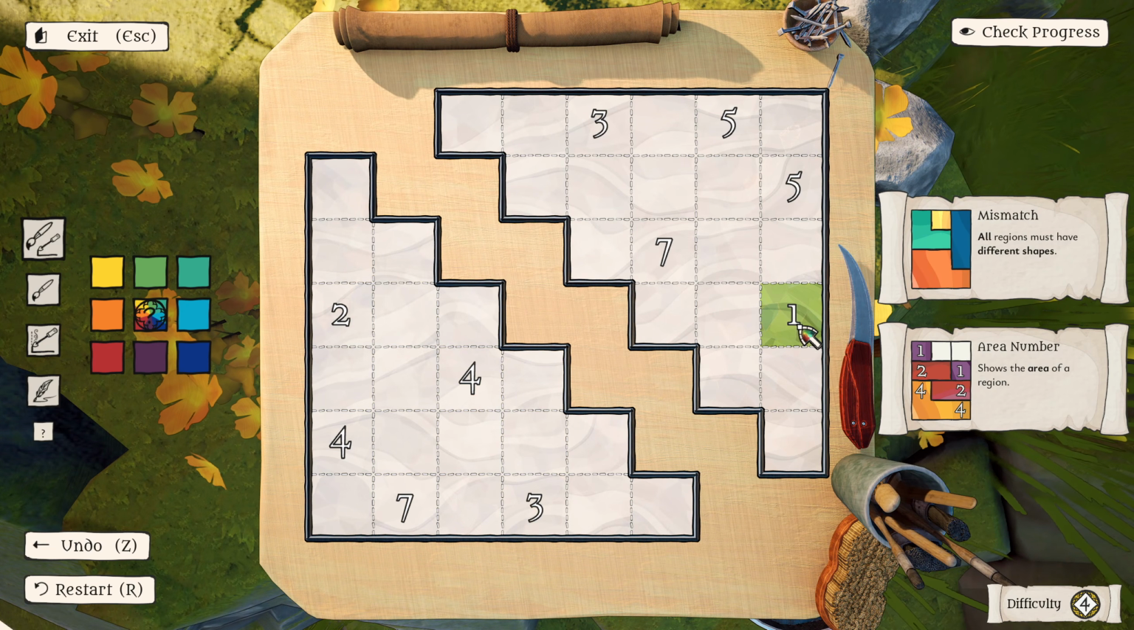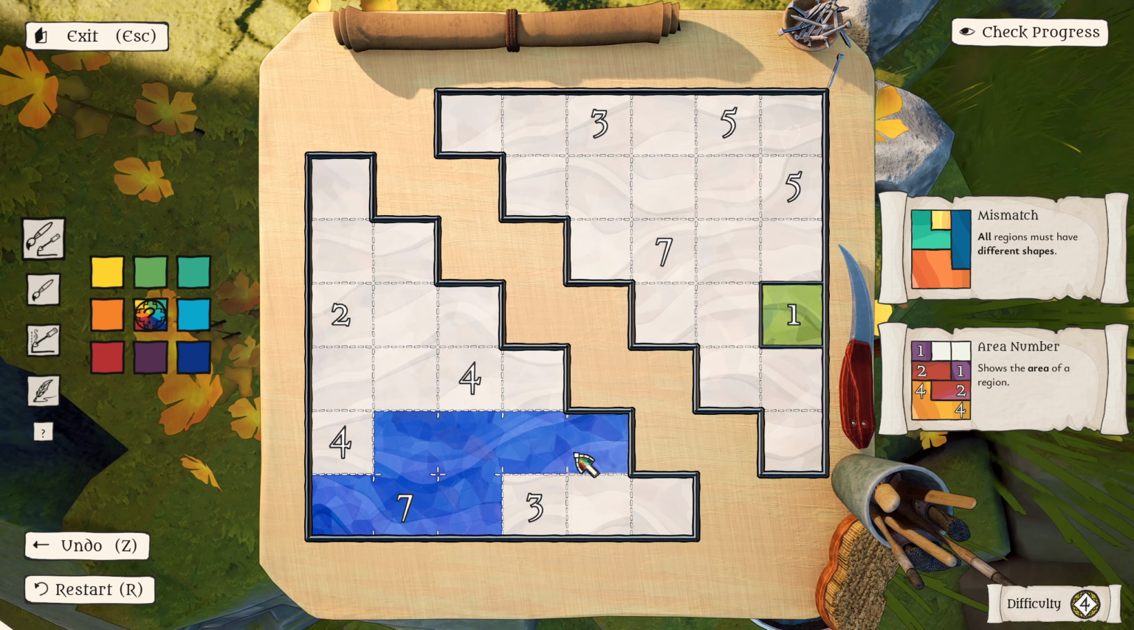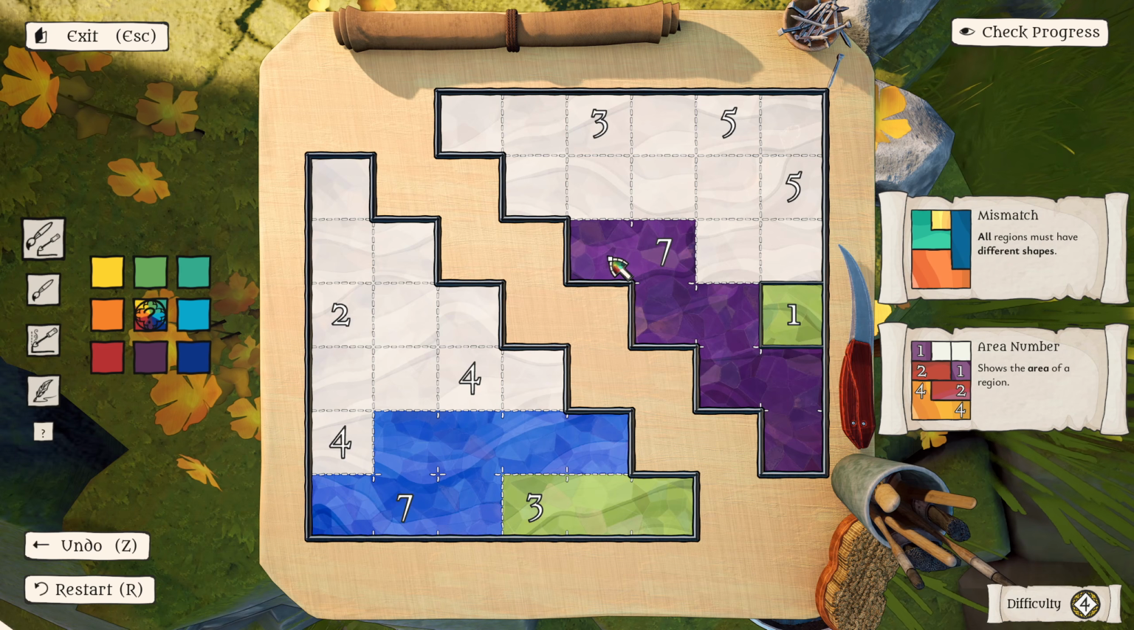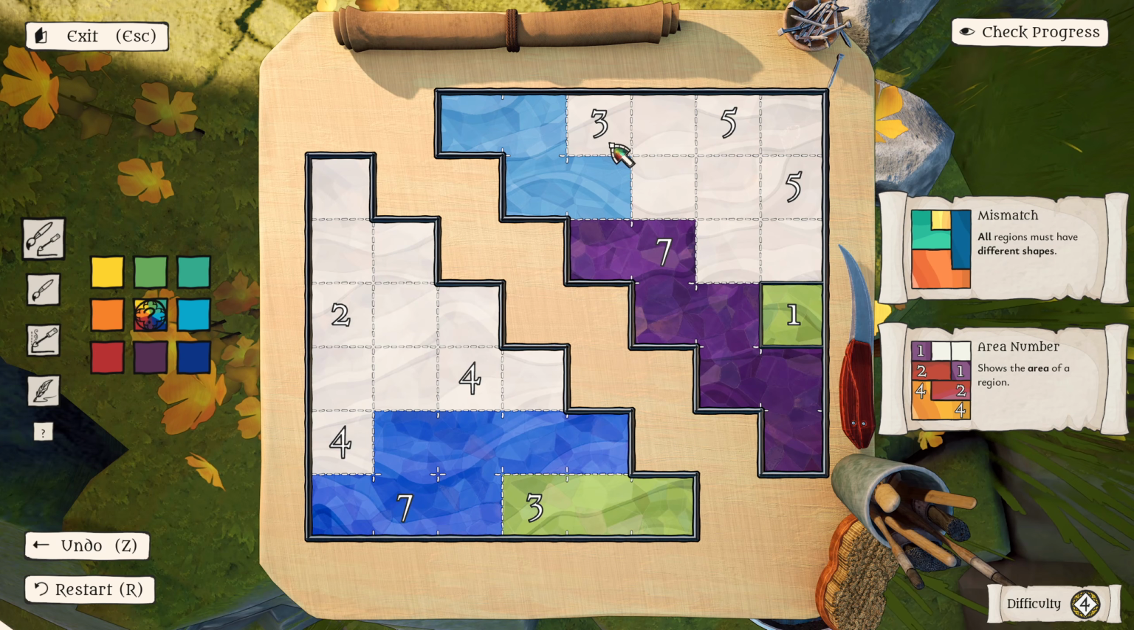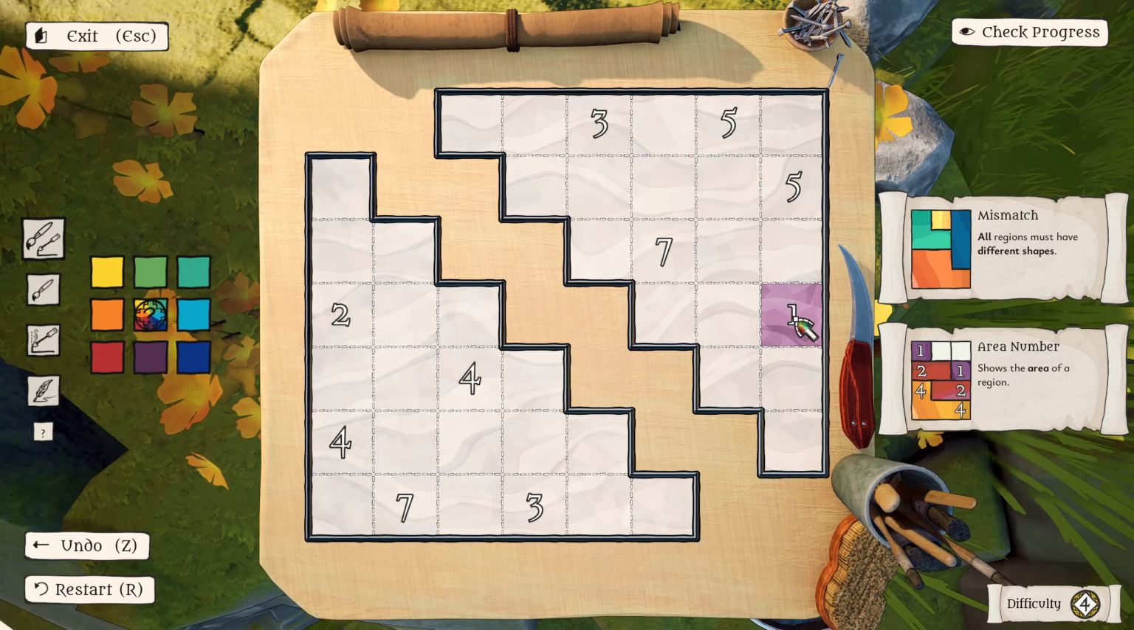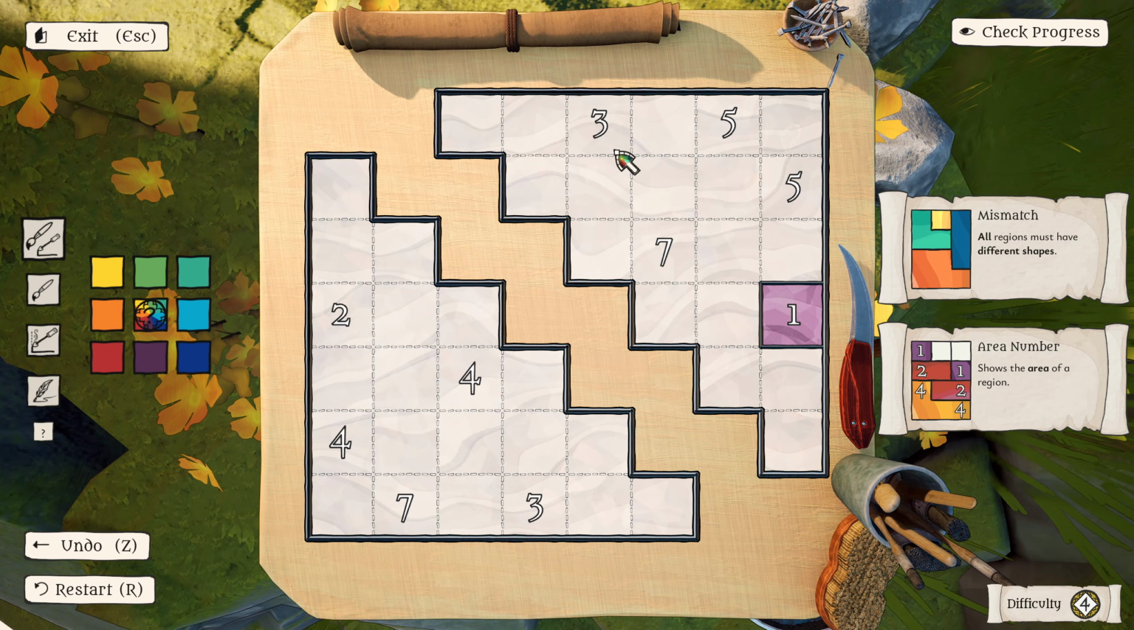Mismatch different numbers. 1. All regions must have different shapes. 1, 2, 3, 4, 5, 6, 7. 3, 1, 2, 3, 4, 5, 6, 7. 1, 2, 3, 4. 1, 2, 3. Okay, that doesn't work. We get 1, 3 straight line and 1, 3 hook.